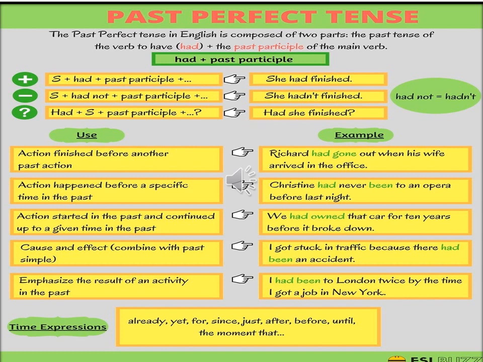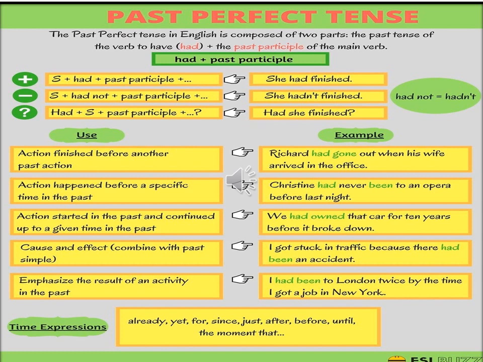Now let us move on to the next tense, that is past perfect tense. Past perfect tense is used to express an action that finished before another action in the past. For example, Richard had gone out when his wife arrived in the office.